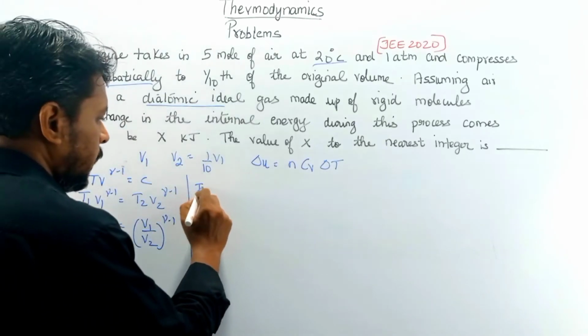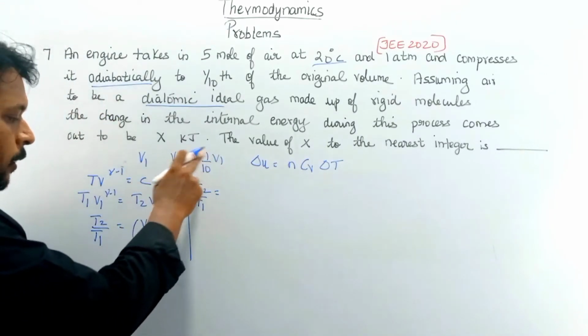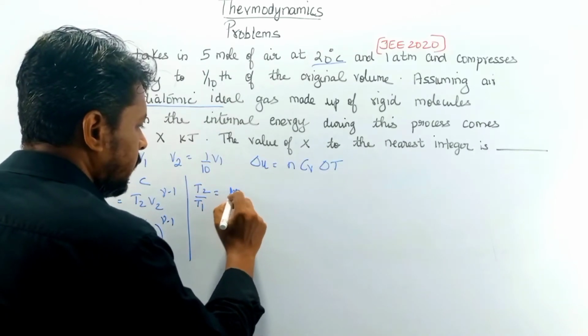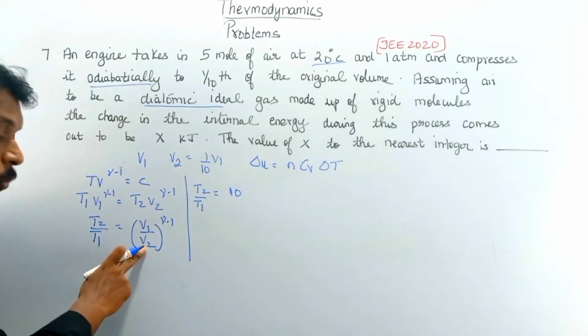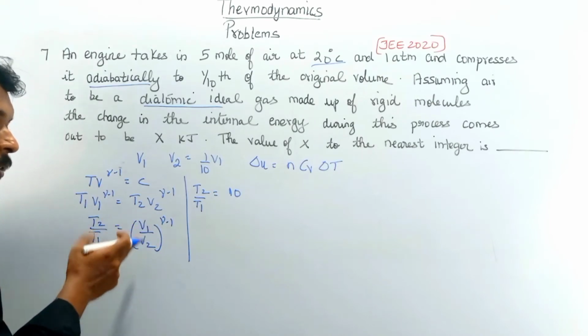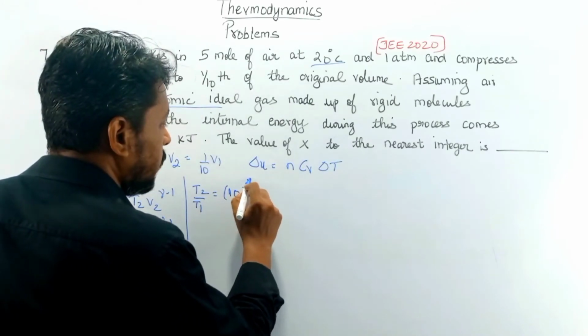Okay, so T2 by T1 will be equal to, so you know that V2 is 1 by 10 of V1. So when you substitute here, it will be only 10, because instead of V2, you will be substituting V1 by 10. 10 will go upwards, so 10 V1 will get cancelled. So remaining will be nothing, only 10 power gamma minus 1.